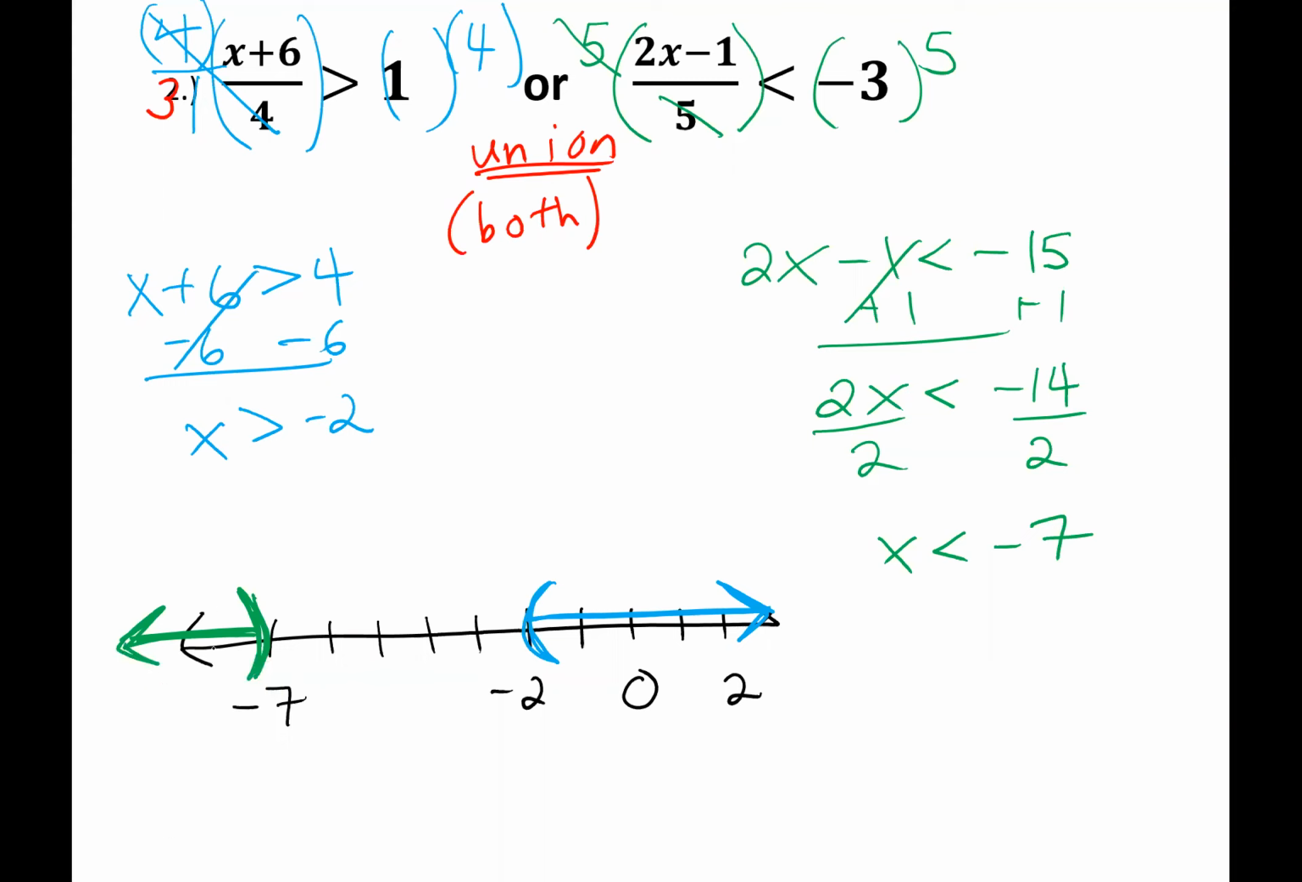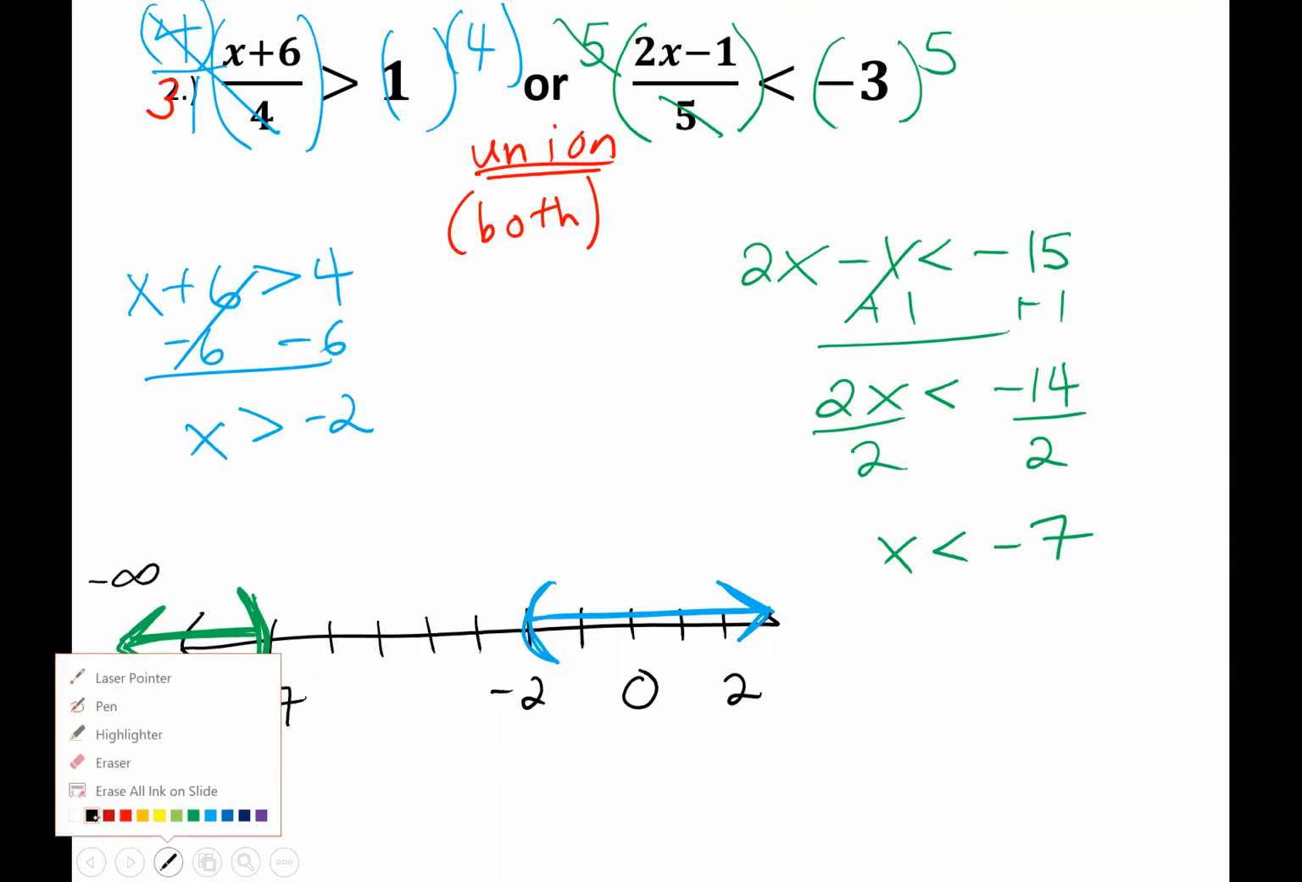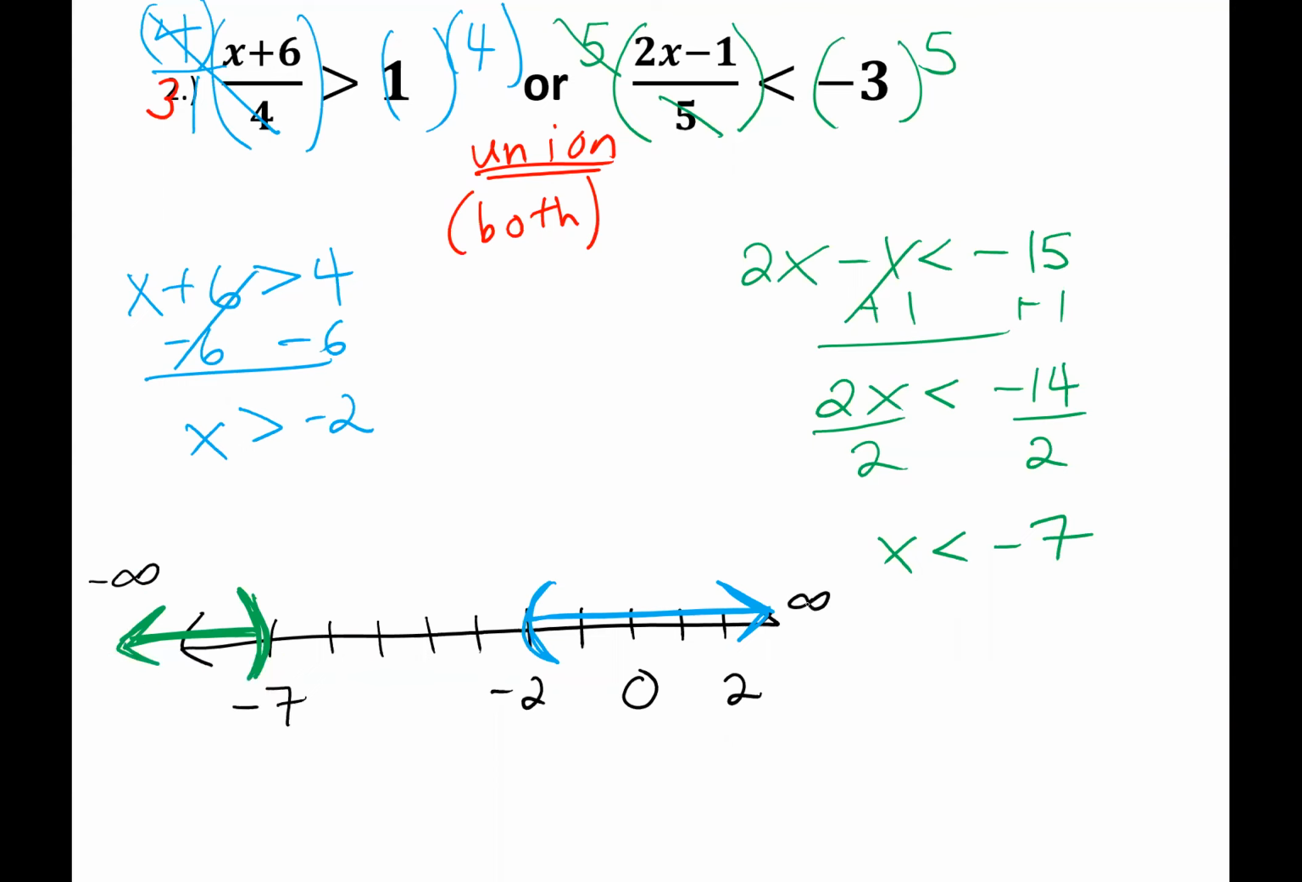For this green arrow going to the left, remember it's going toward negative infinity. So feel free to label that on your number line as a reminder. And while we're at it, let's just also label positive infinity on the other side because we're going to need that. Okay, putting it all together in interval notation.